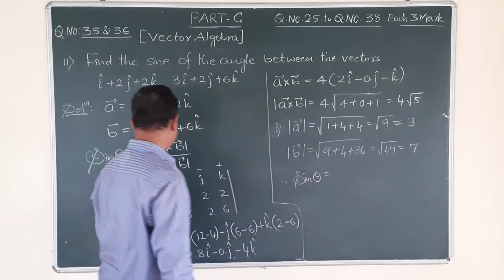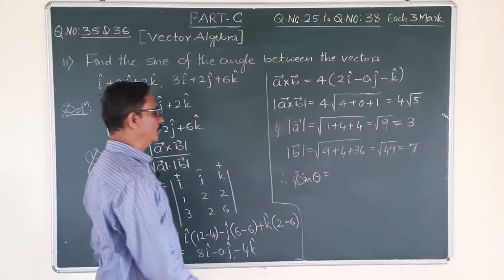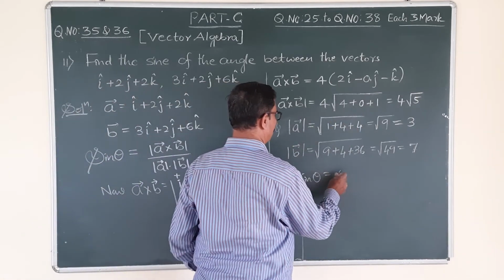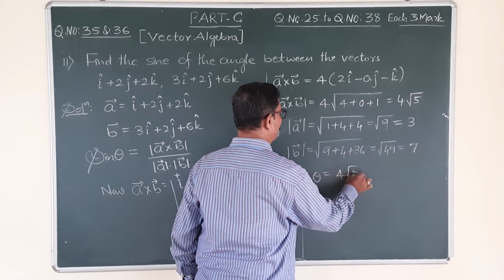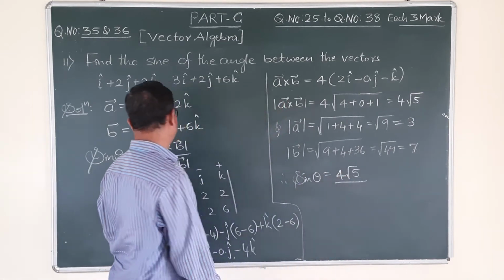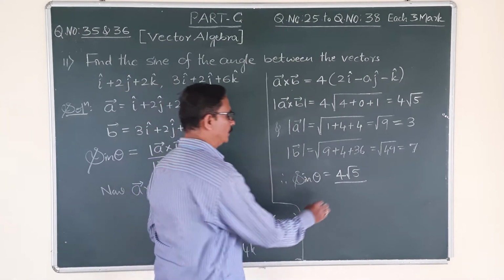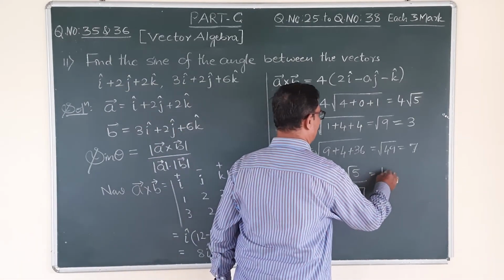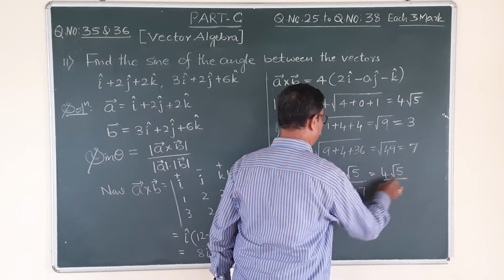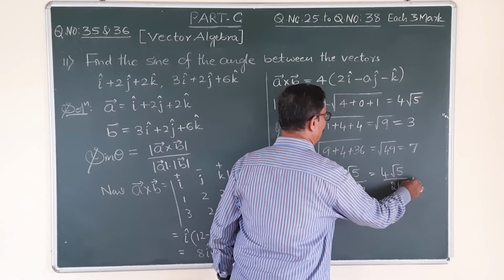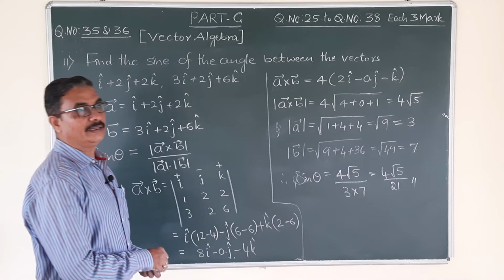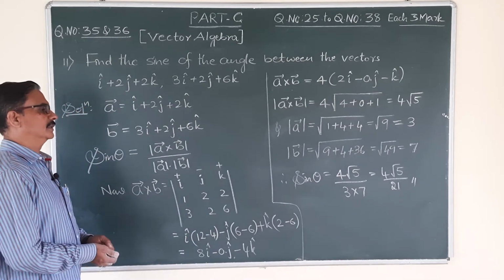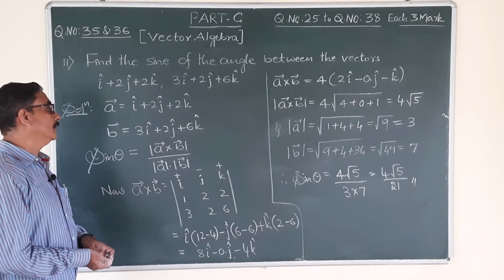Sine theta is equal to magnitude of A cross B divided by magnitude of A into magnitude of B. What is magnitude of A cross B? 4 root 5. So it is 4 root 5 divided by 3 into 7, 3 sevens are 21. This is the sine of the angle between the vectors, that is 4 root 5 divided by 21.